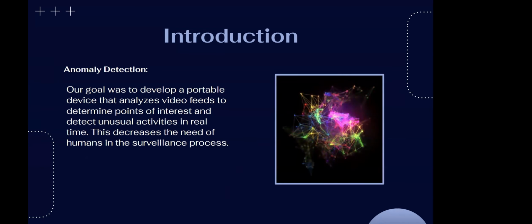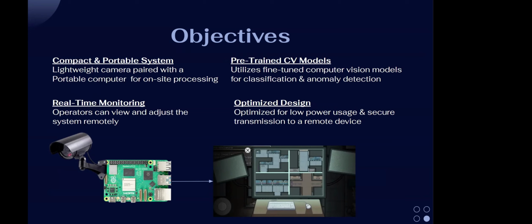All right, going into this, we had a couple of objectives. Main one is we wanted a compact and portable system that we can deploy anywhere fast. We want a real-time monitoring system so that all the video that's being analyzed by the AI is live and up to date. We want pre-trained CV models because we don't want to start from the ground up. We just want to fine-tune them and get them to detect specifically what we want. And we want an optimized design so that we don't have to have a massive power source somewhere that we're bringing along with our device.